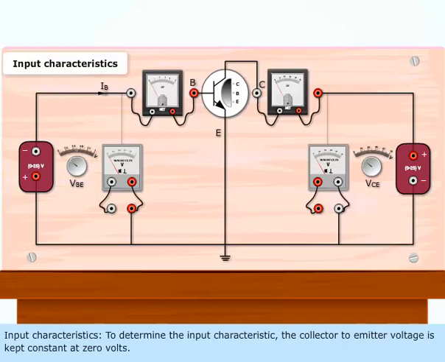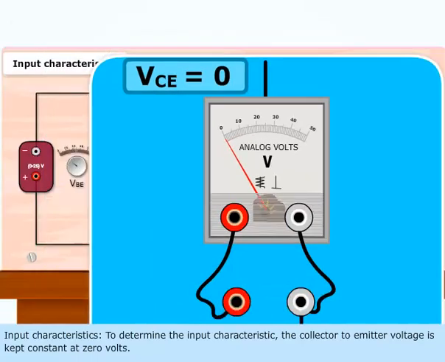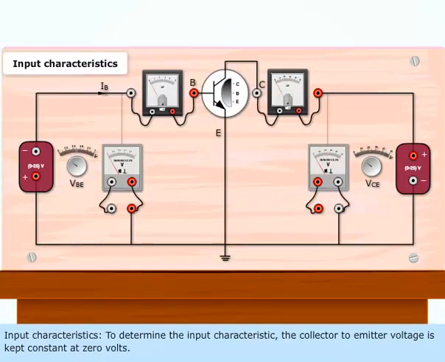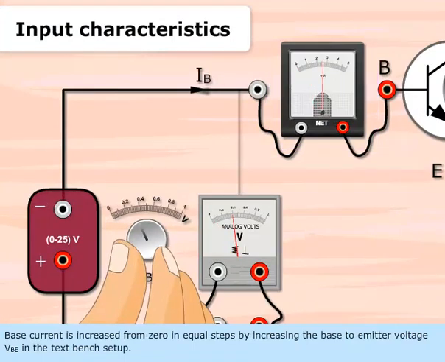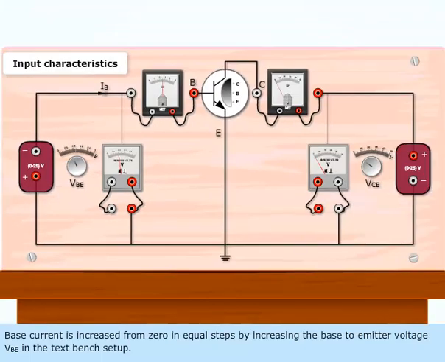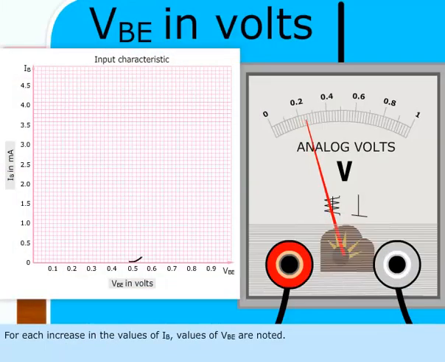Input characteristics. To determine the input characteristic, the collector to emitter voltage is kept constant at 0 volts. Base current is increased from 0 in equal steps by increasing the base to emitter voltage V sub BE in the test bench setup. For each increase in the values of I sub B, values of V sub BE are noted.